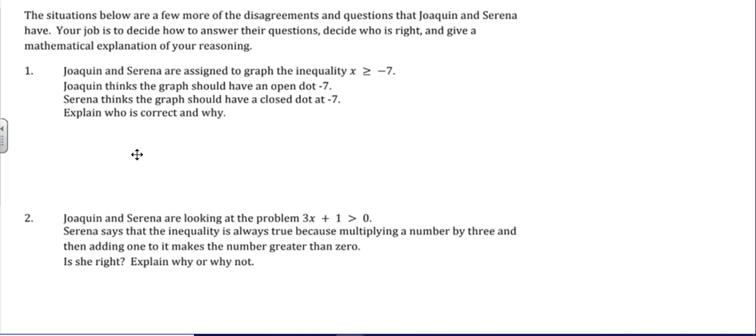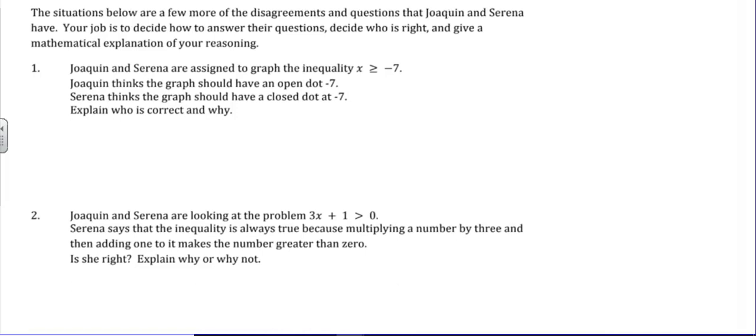So Joaquin and Serena are assigned to graph the inequality x is greater than or equal to -7. Joaquin thinks the graph should have an open dot at -7, but Serena thinks the graph should have a closed dot at -7. Explain who is correct and why. Serena is correct this time. You should have a closed dot.